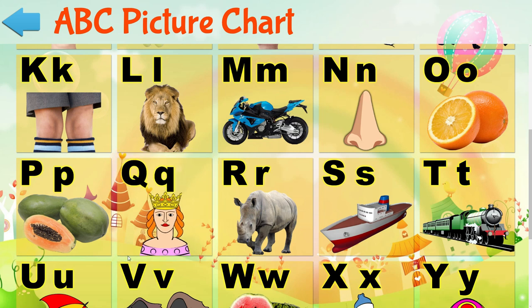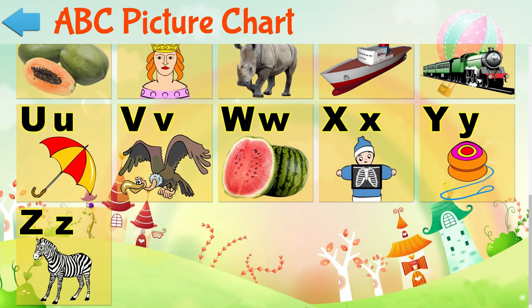Q is for queen. R is for rhinoceros. S is for ship. T is for train. U is for umbrella. V is for vulture. W is for watermelon. X is for x-ray. Y is for yo-yo. Z is for zebra.